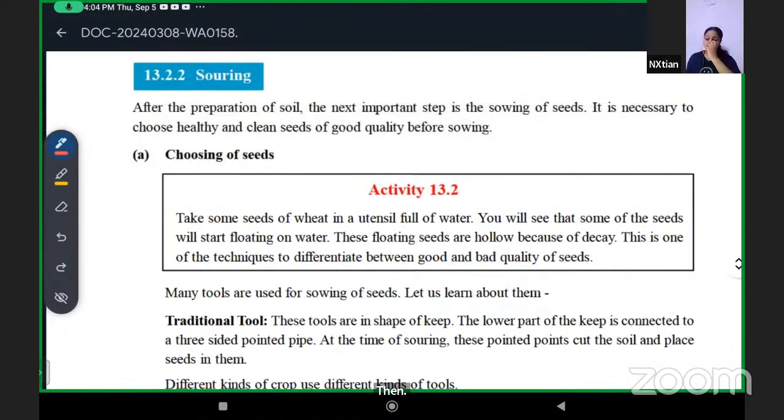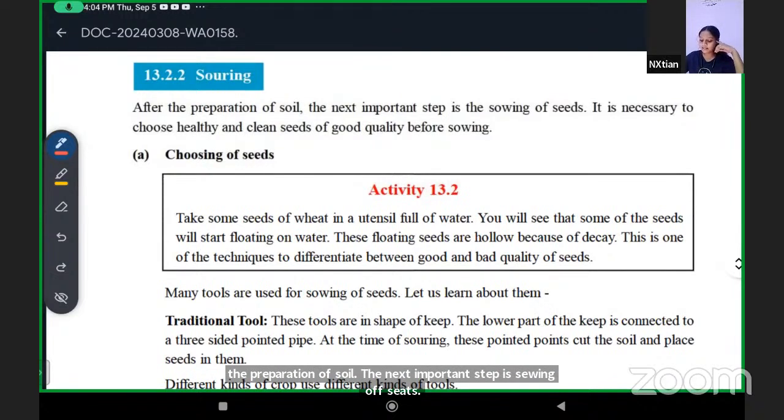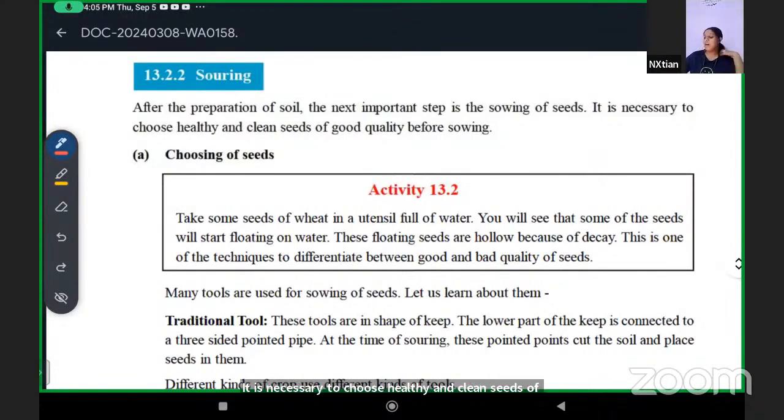After the preparation of soil, the next important step is sowing of seeds. It is necessary to choose healthy and clean seeds of good quality before sowing. Now our soil is ready. Soil is hollowed, nutrients are mixed, land is cultivated, it is made equal. Now it's time to sow the seeds.